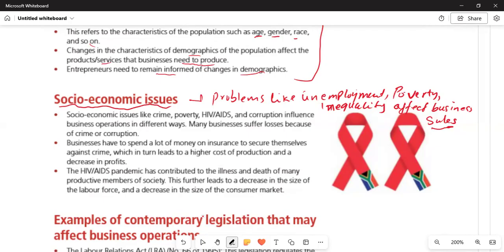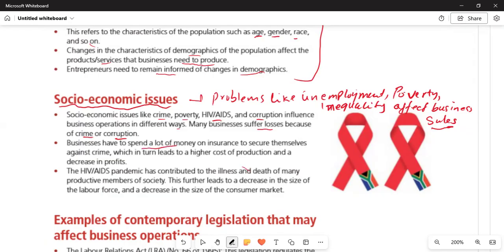Social issues like crime, poverty, high HIV and AIDS, and corruption influence business operations in different ways. Many businesses suffer losses because of crime or corruption. So once there is crime where the business is operating, it is going to affect the business, because the business is not going to run smoothly and the profits are going to be affected. Business growth is going to be affected as well because it is not going to grow.